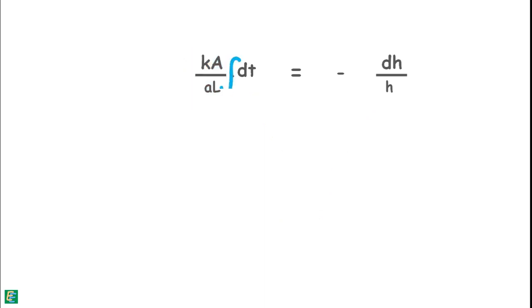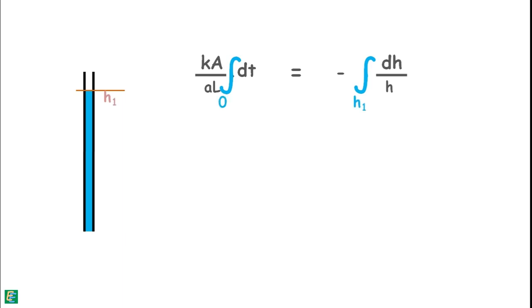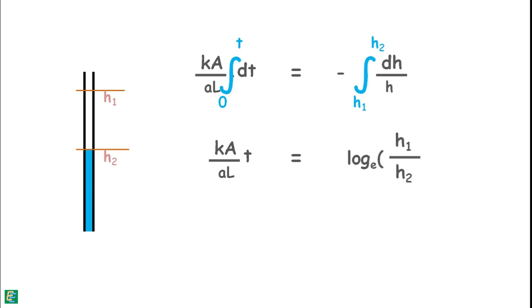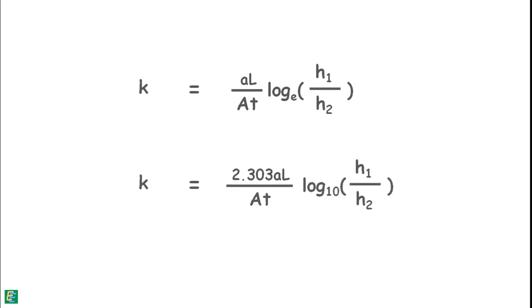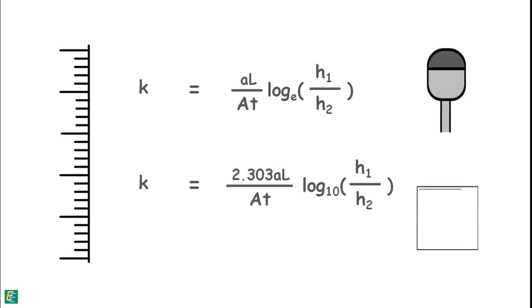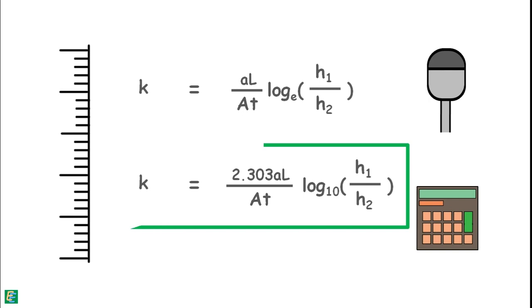So we can integrate both from the initial head difference of h1 at time t equal to 0 to the final head difference of h2 at time t equal to t. Now we can integrate and apply the limits, also rearrange to find the value of permeability as this. Here, log has its base e, that can also be written as this for base 10. In this equation, we have measured and recorded all the required values to calculate and know the permeability of the soil sample.